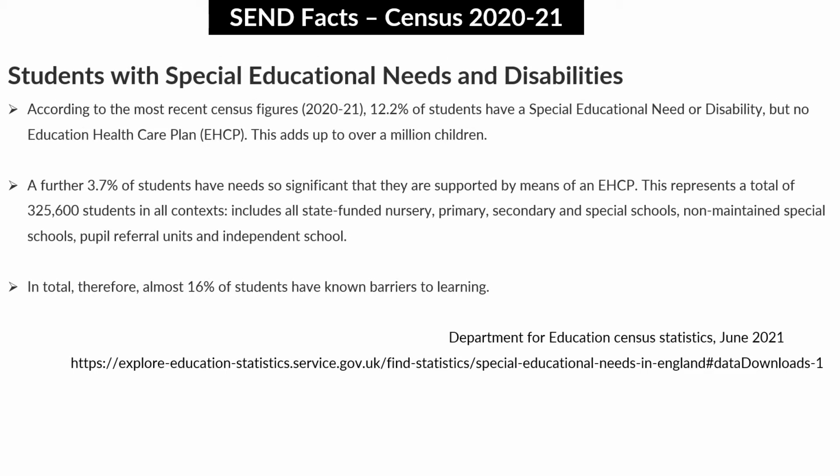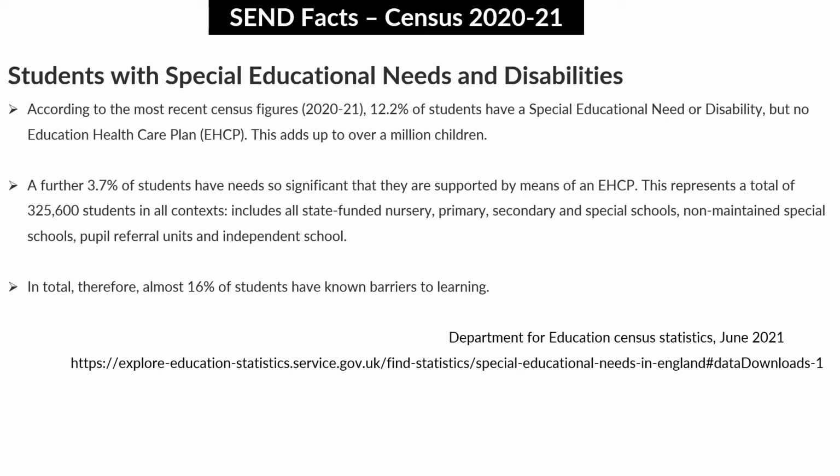So now we're going to look at some facts, and these are taken from the Census 2020 to 21, which was published in June 2021. According to the most recent figures, 12.2% of students have a special educational need or disability, but no education healthcare plan. This adds up to over 1 million children in the UK. A further 3.7% of students have needs so significant that they are supported by means of an education healthcare plan.